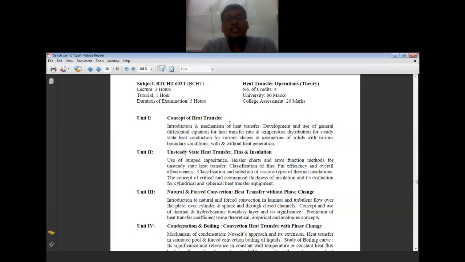The second unit: unsteady state heat transfer, fins and insulation. So when you talk about unsteady state heat transfer, what is that? A variation with respect to temperature, with respect to time. Variation of temperature with respect to time, dT upon dt, variation of temperature.